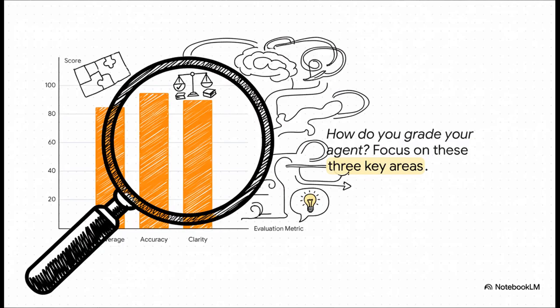Now, once your agent spits out a report, how do you know if it's any good? Well, you basically have a 3-point checklist. First is coverage. Did it actually answer your whole question, or did it miss stuff? Second, accuracy. Is it grounded in real sources, or is it just making things up? And finally, clarity. Is the report easy to read, scannable, and actually useful? If you can check all 3 boxes, you're in good shape.